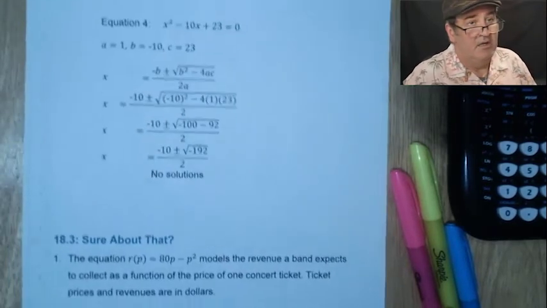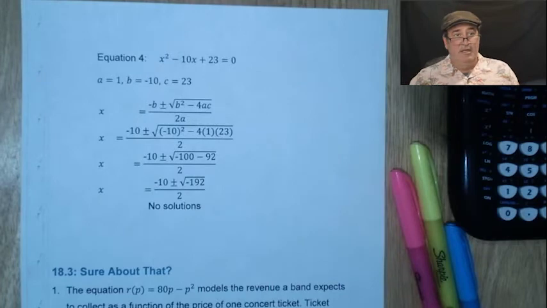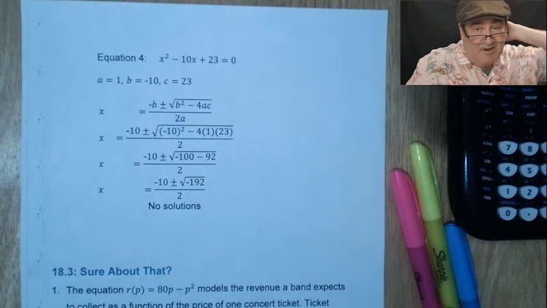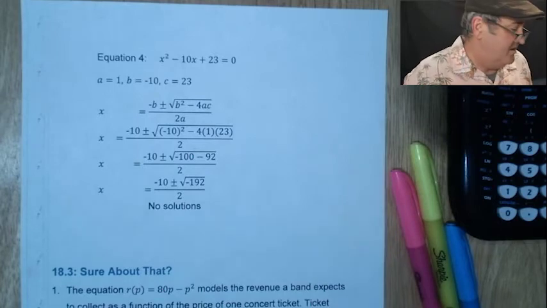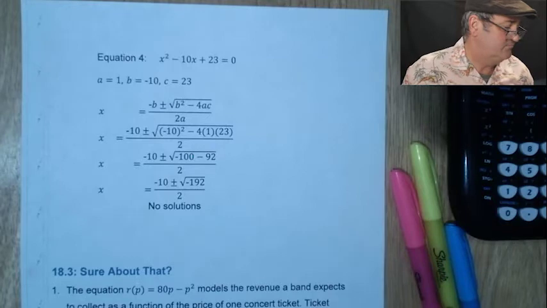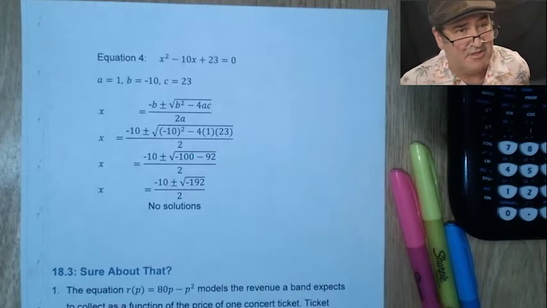Let's look at one more. X squared minus 10x plus 23 equals 0. Again, we are set equal to 0, so we're good there. So A is 1, B is negative 10, C is 23. Are you checking to see if that's right as I go through this?